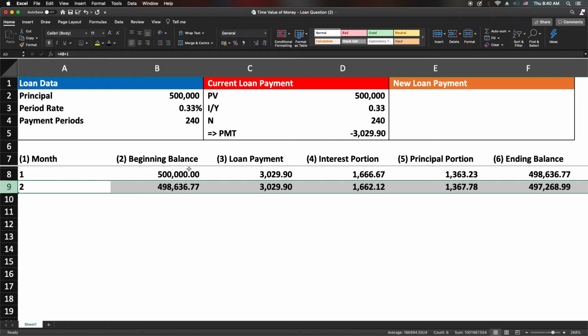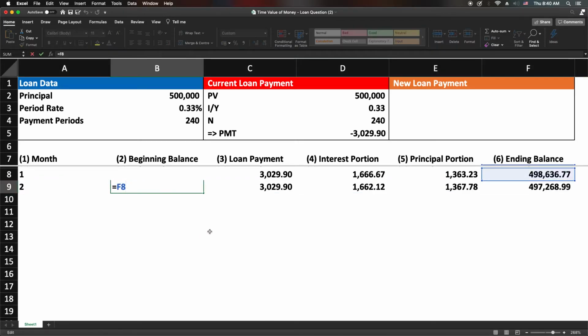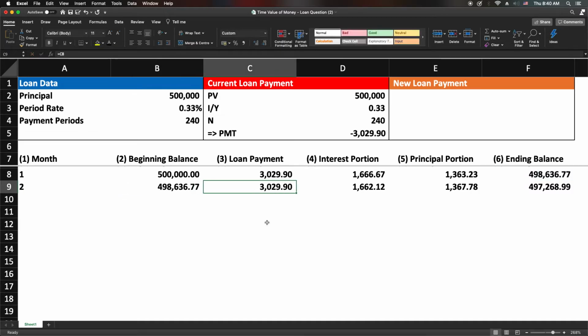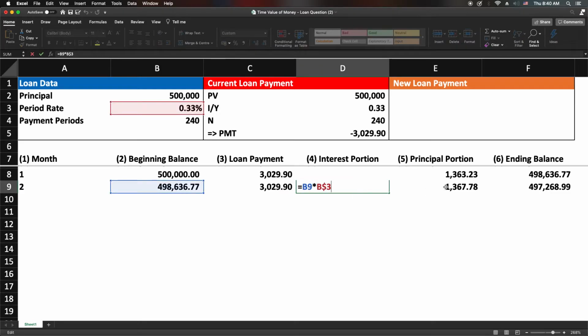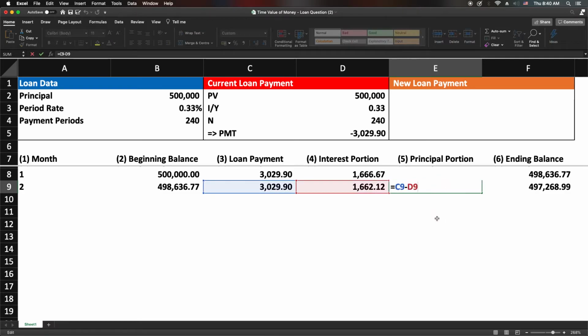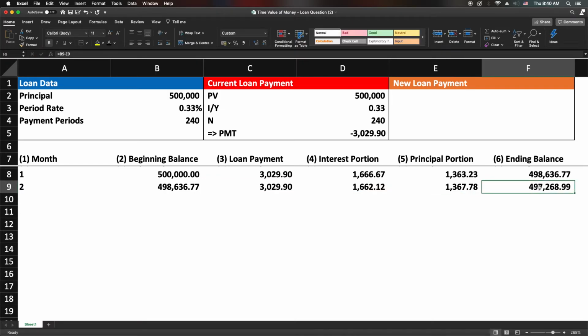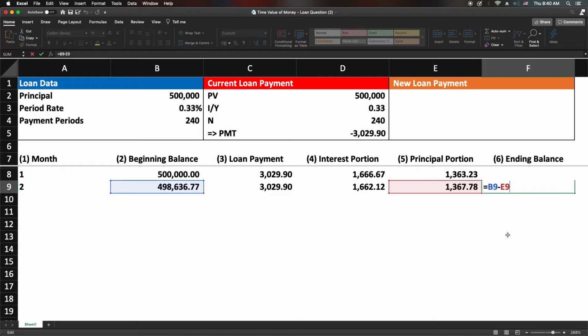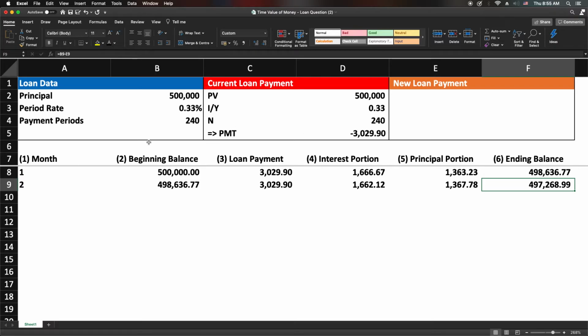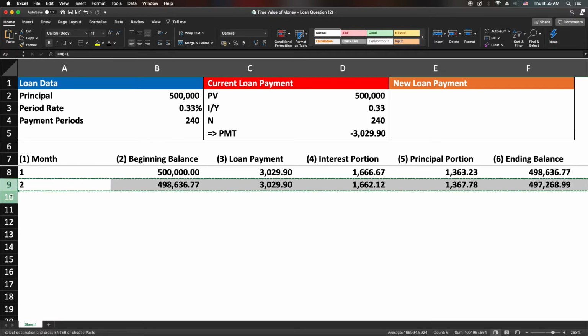Let's go to the second month. The beginning balance is the ending balance of the first month. And then for loan payments, as the question does not mention any specific way of loan payment, we will assume the loan payment remains the same every month. Interest portion is still the beginning balance times period rate. We then subtract the interest portion from the loan payments. We have the principal portion. And finally, we subtract the principal portion from the beginning balance. Then we will have the ending balance for the second month. We can replicate the same logic to the 3rd month or even to the rest of the loan term.